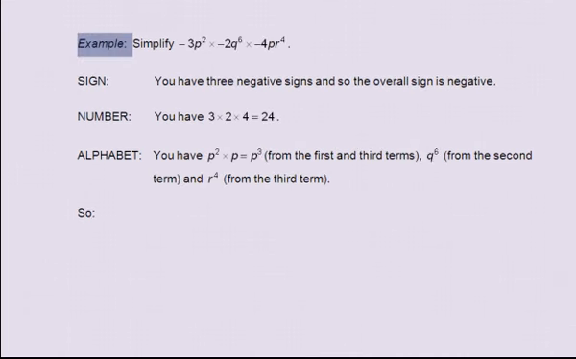Here's another example. Simplify minus 3p squared multiplied by minus 2q to the power 6 multiplied by minus 4p r to the power 4.